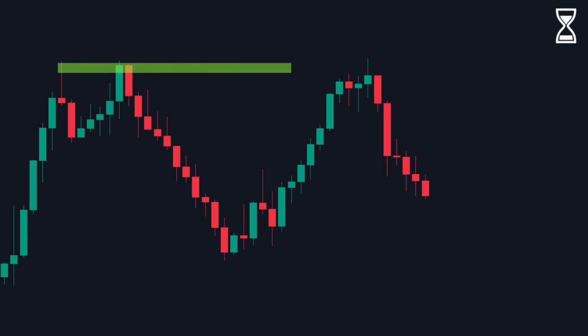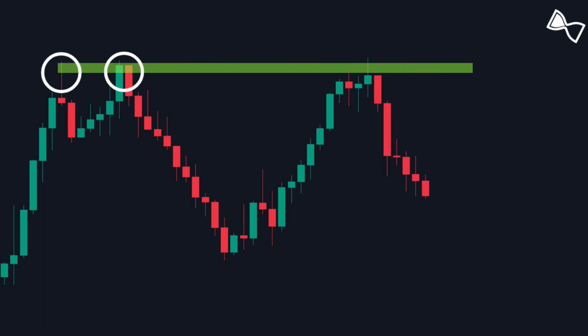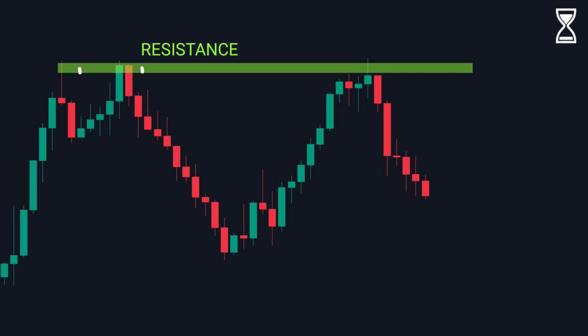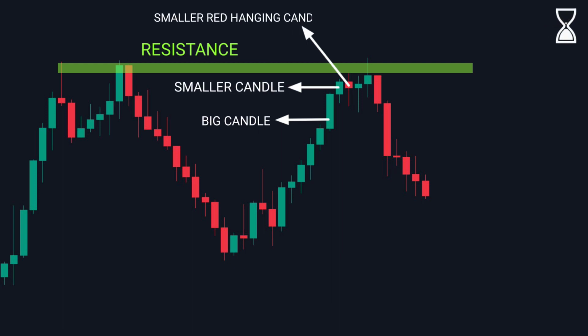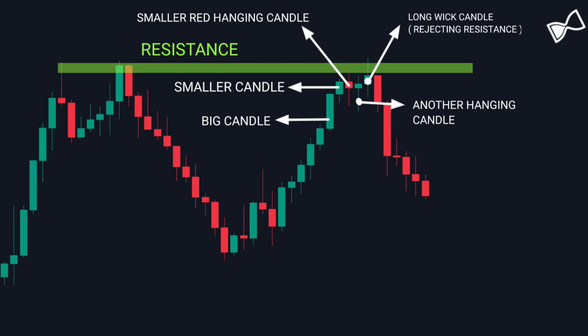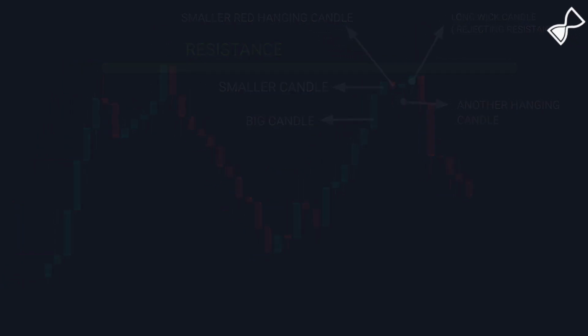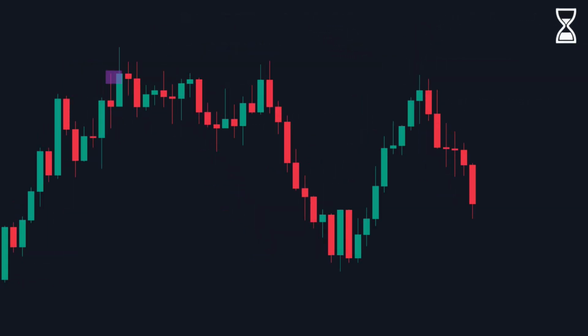Here's the next chart. As you can see we have a double top here, before price took down, making this a key level of resistance. Now as price approaches this level of resistance again, look at how the candles start acting. We have a big candle, followed by a smaller candle, followed by a smaller red hanging candle, another hanging candle, and then a candle where the wick is rejecting this level of resistance before dropping down, which was another great trade opportunity.